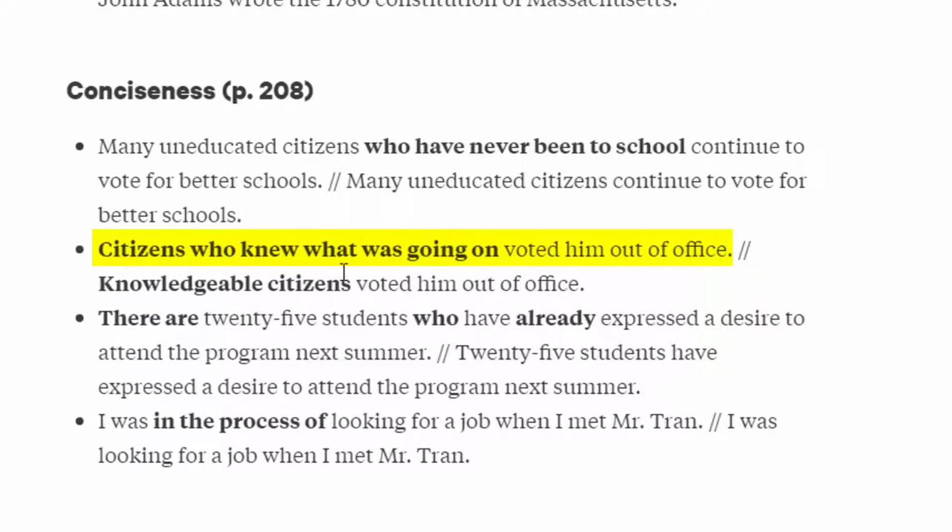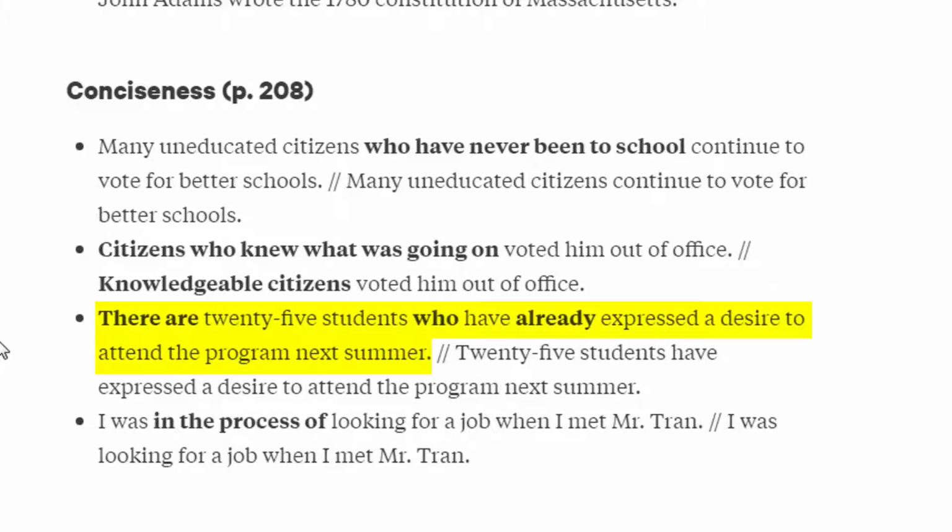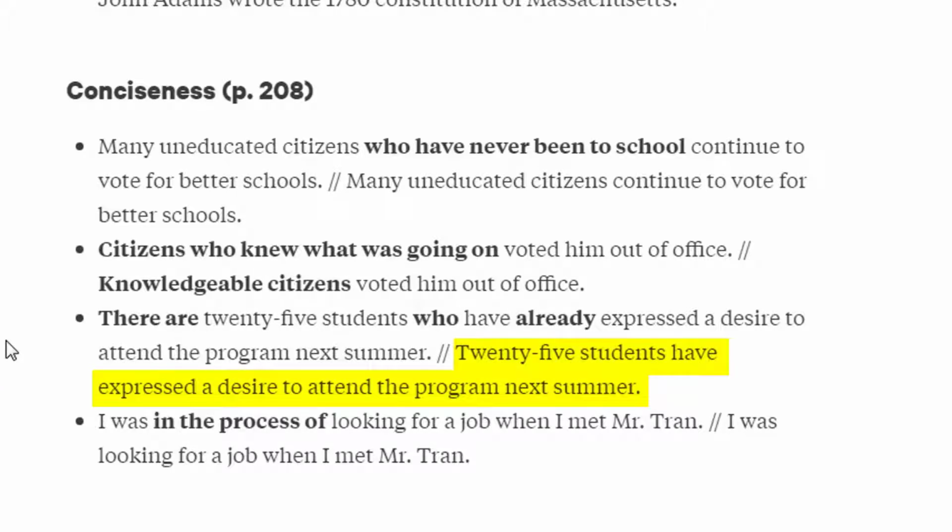The next one, citizens who knew what was going on voted him out of office. Okay, that's just a little long. How can you shorten that? Knowledgeable citizens voted him out of office. Clear, concise. Next example, there are 25 students who have already expressed a desire to attend the program next summer. It's a little wordy. We can do better. 25 students have expressed a desire to attend the program next summer. Get rid of the extra words. Get down to the heart of the matter quickly and concisely.